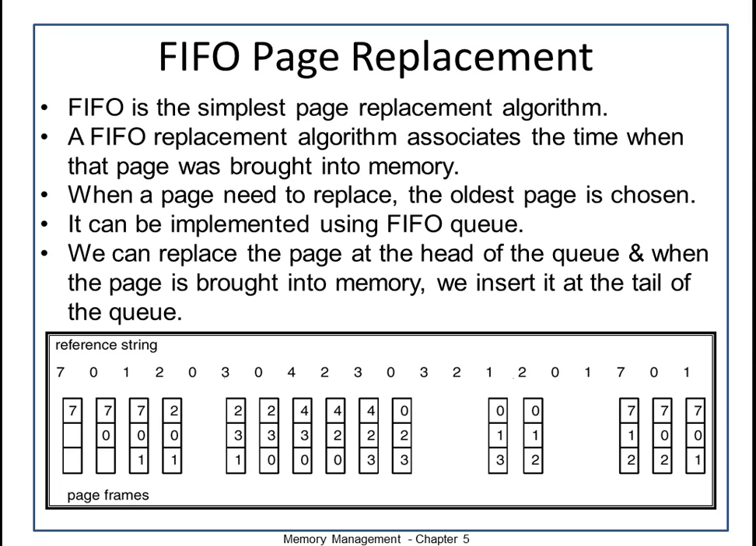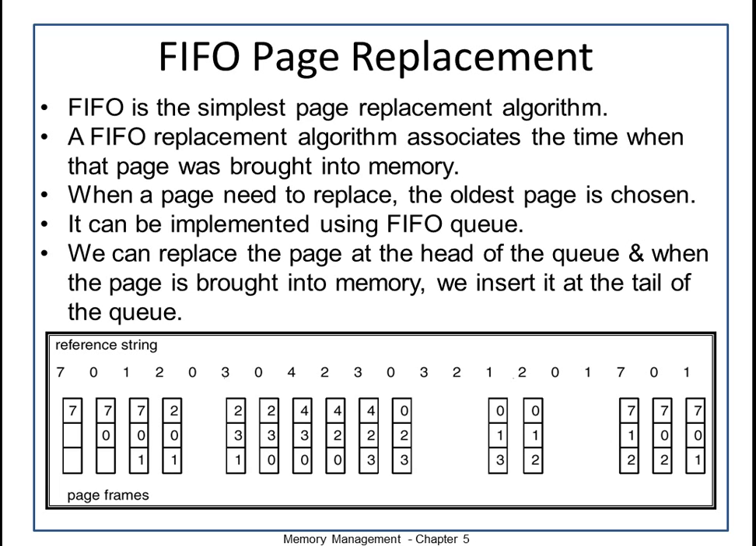After that 0, so 0 is not there in the main memory. So we will need to search for the victim frame. Now the victim frame is 1. We will place our 0th page at the location of page 1. Now the next required page is 1. So again the victim frame is 2. So we will place our first page at the location of second page.